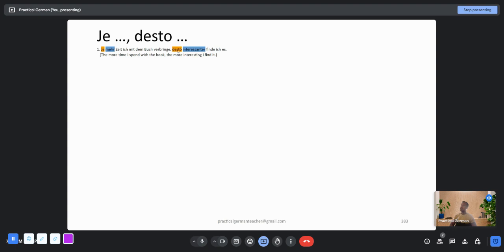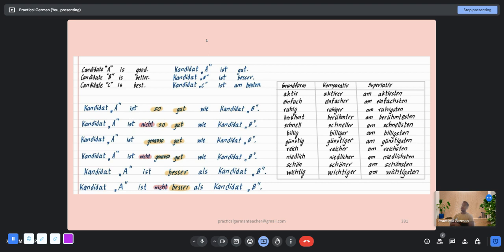And after desto, the verb will be immediately after desto and whatever adjective you have over here. Before we go there, let us do something else, so you know what we are talking about.